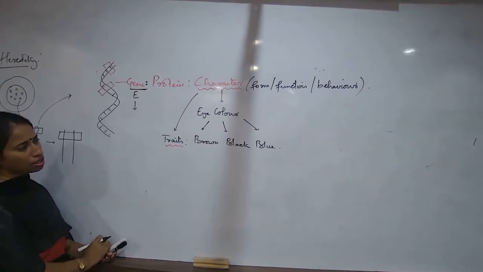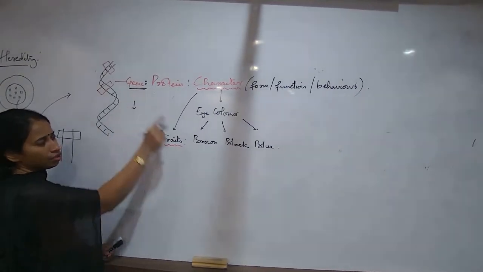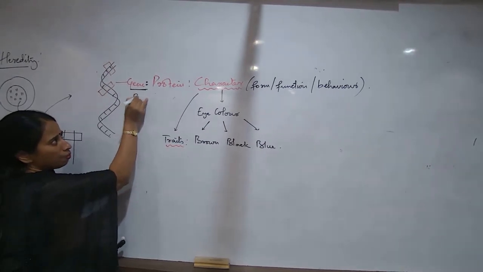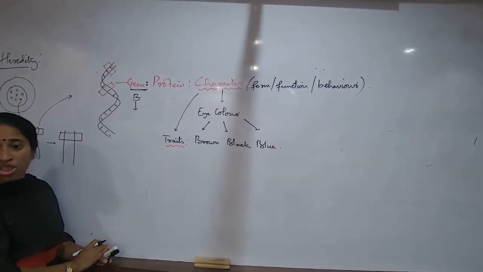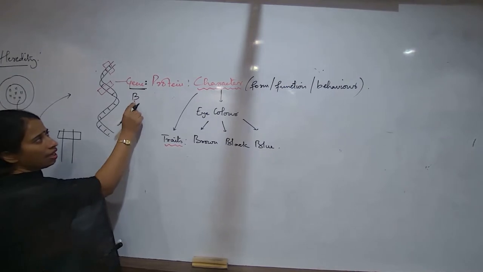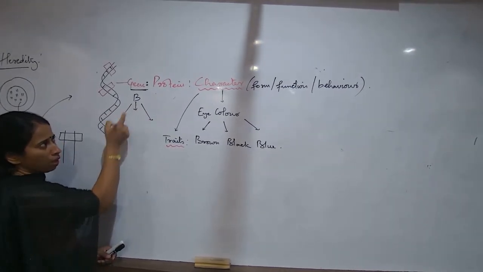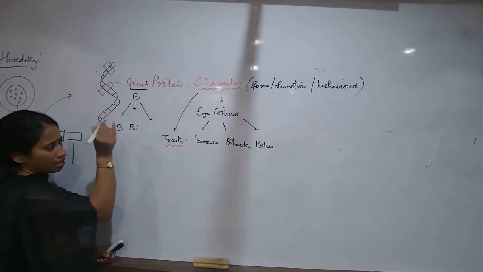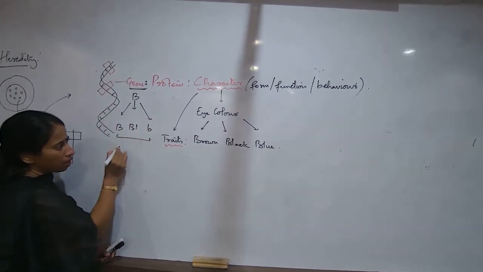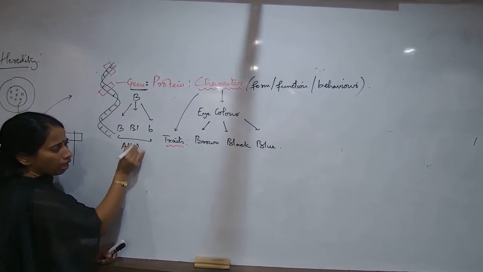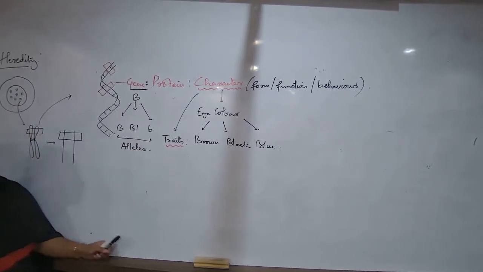So if I talk about something specific, okay, let me not take E, for confusion. I may consider B as the gene regulating eye color. So I would say that this particular gene also exists in variable forms. One is as it is, another is this, and the other is this. Then what are these known as? These are known as alleles. I come again, try understanding.